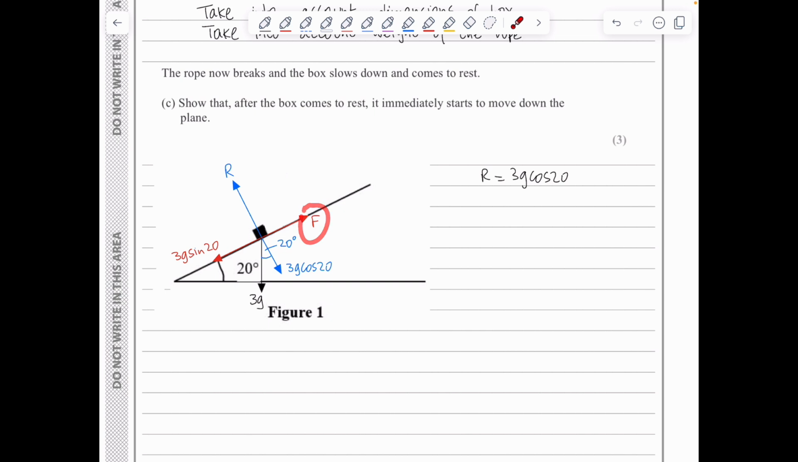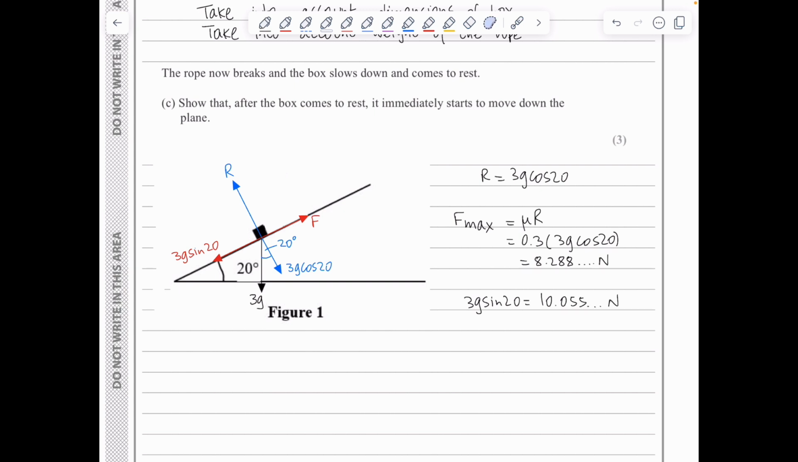Now we do not know whether the frictional force F here has attained its maximum value, so I will start by calculating F max, which is given by mu R. In our case, this will be 0.3 times 3g cos 20, which gives an answer of 8.288 newtons. Now the component acting down the plane, 3g sine 20, I will put this on the calculator. It gives an answer of 10.055 newtons.